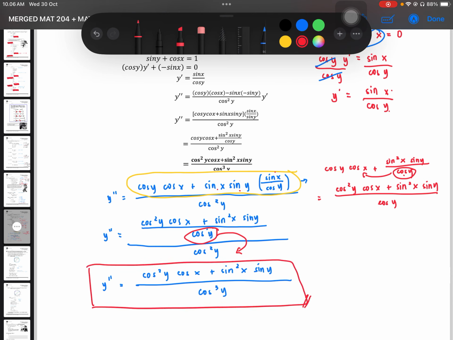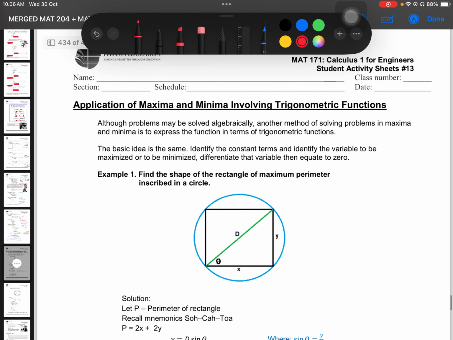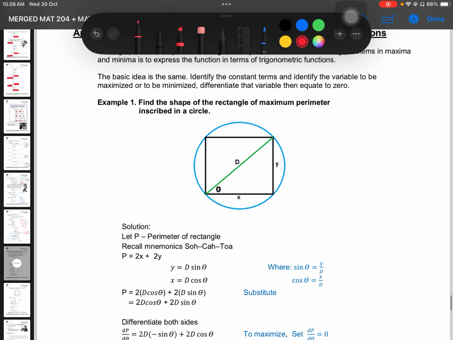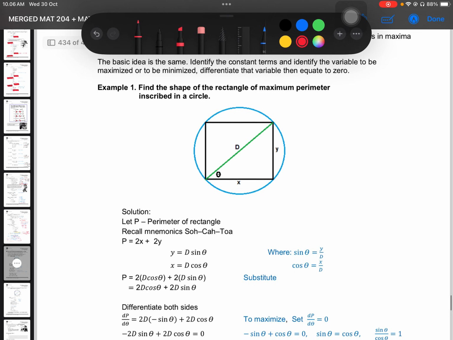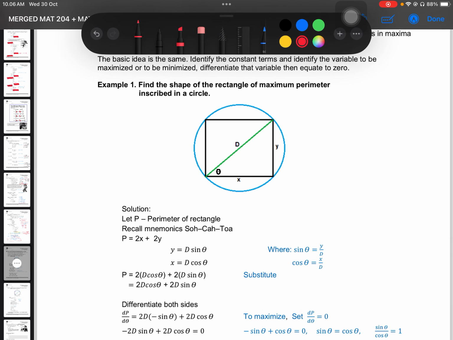Okay. So, next naman natin is how to apply now trigonometric functions in maxima and minima. Okay. So, let us have this first example. Find the shape of the rectangle of maximum perimeter inscribed in a circle. Okay. So, dito, given yung ating figure. So, we have a figure wherein a circle.